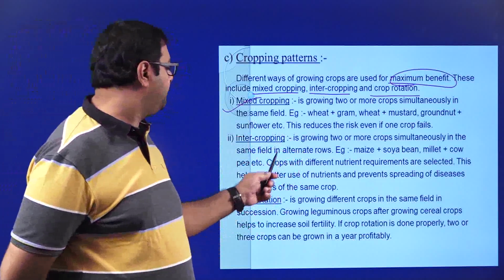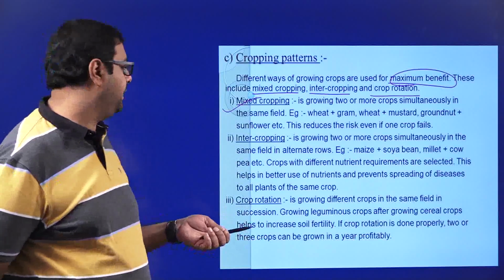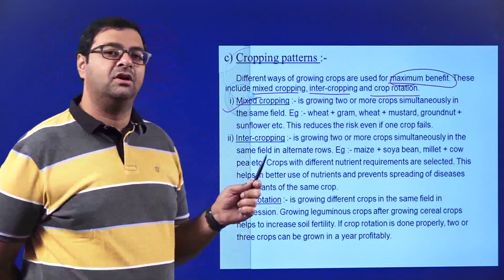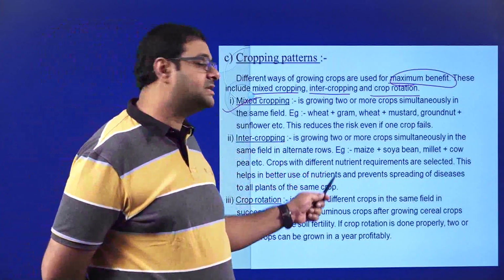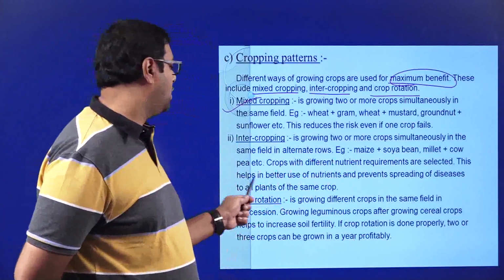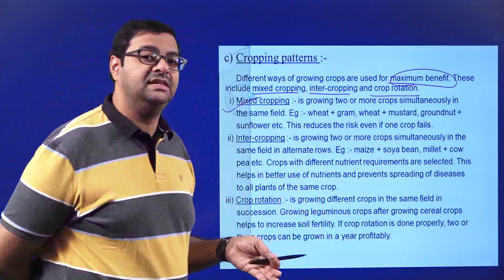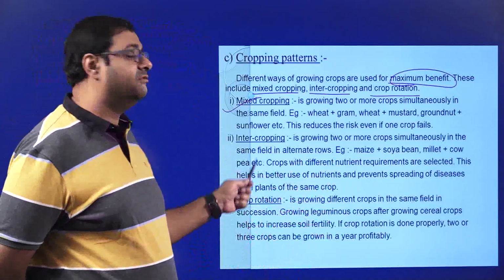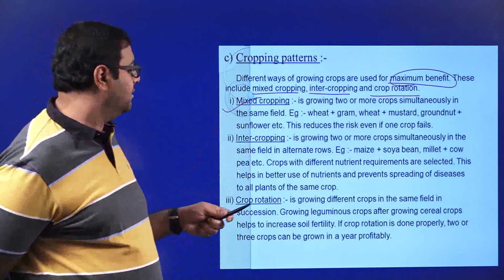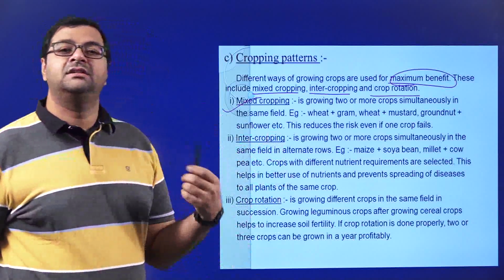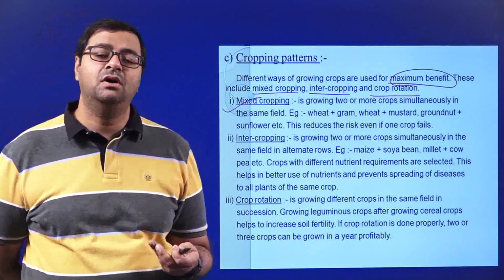Now, crops with different nutrient requirements are selected. So in intercropping, crops with different nutritional requirements are selected. This helps in better use of nutrients and prevents spreading of diseases to all plants of the same crop. So the benefit of intercropping is that the spread of disease is not there for the same crop, because it is alternately planted. And the nutrient usage by the plants also improves.